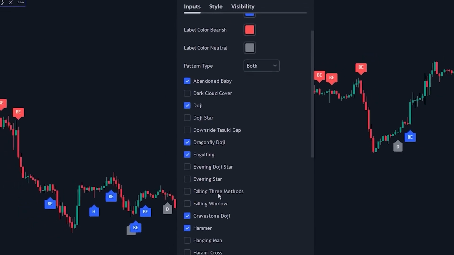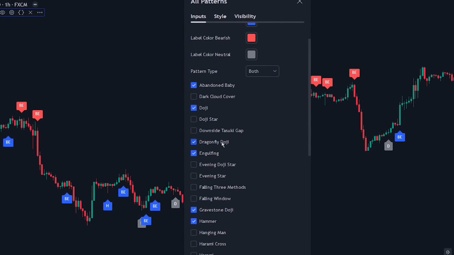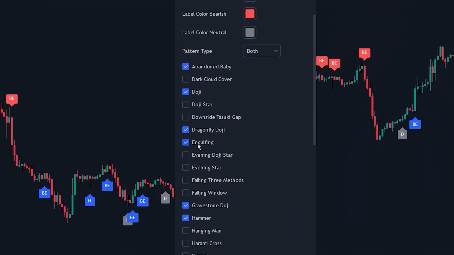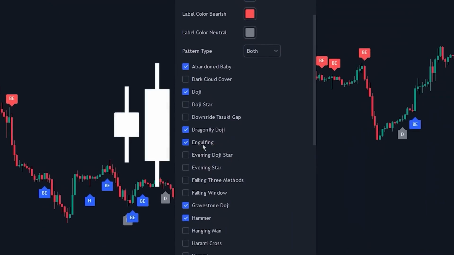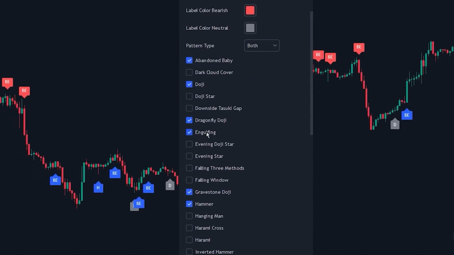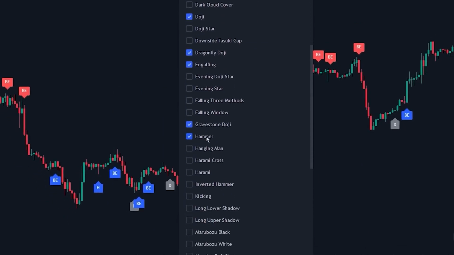The dragonfly doji is a bullish candlestick pattern that resembles a T. The gravestone doji is the opposite, indicating a bearish reversal. Another important pattern we will be enabling is the engulfing candlestick, which occurs when the body of a larger candle completely engulfs the body of the preceding smaller candle. The final two patterns we will be enabling are the hammer and the spinning top.